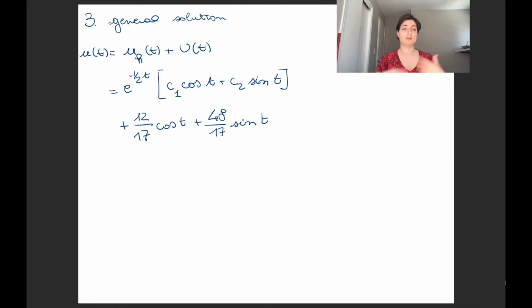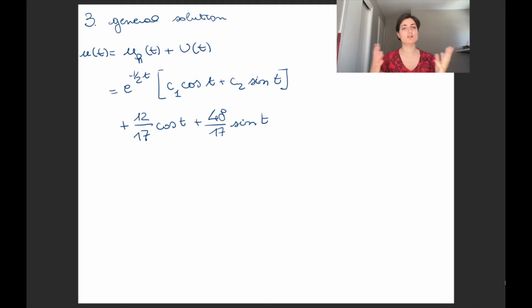And the general solution of the non-homogeneous ODE is the sum of the general solution of the homogeneous part plus the particular solution. So we have exponential of minus 1/2 t times a linear combination of sine and cosine, plus sine and cosine with the coefficients that we just matched. Notice how sine and cosine in one case do not interact with the sine and cosine in the parentheses, because the sine and cosine in the parentheses are multiplied by the exponential of minus 1/2 t. And that is an important part.